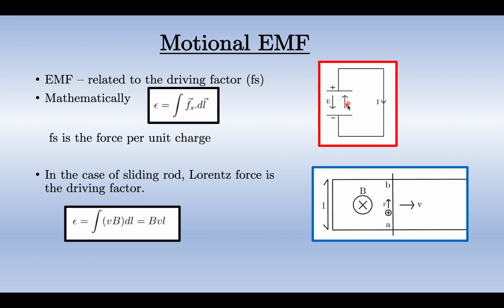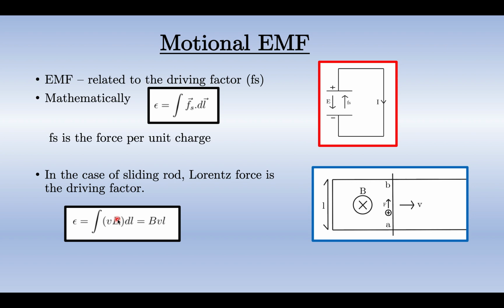Now why is this important? Because we can get the results in a similar manner by considering potential, but it might make it easier to conceptualize in certain cases. For example, if we consider the case of a sliding rod, which is the most standard example, the magnetic Lorentz force would be the driving factor. So we can derive it simply by doing some integration.